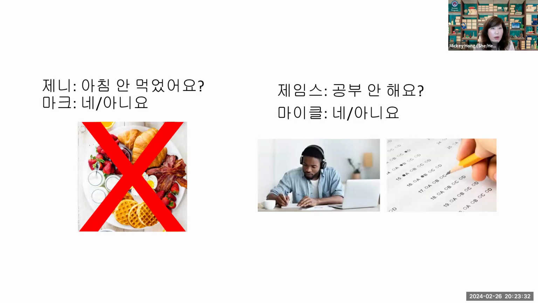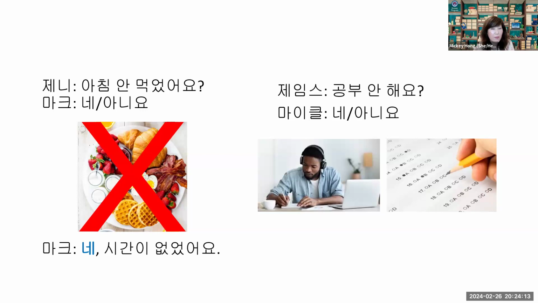Jenny asks Mark, 아침 안 먹었어요? So yeah, he didn't eat breakfast. So he would answer yes or no. Is it true he didn't eat breakfast? That's the question in statement. He didn't eat breakfast. So the answer is 네, 시간이 없었어요. Yes, it's true that I didn't eat breakfast because I don't have time. So instead of automatically saying no, or yes, as you would in English, try to think of the yes or no question as a statement and whether it's true or not.